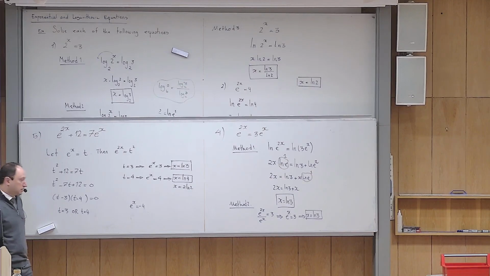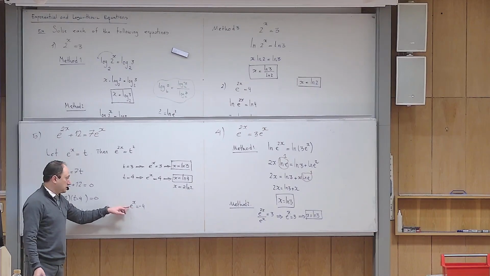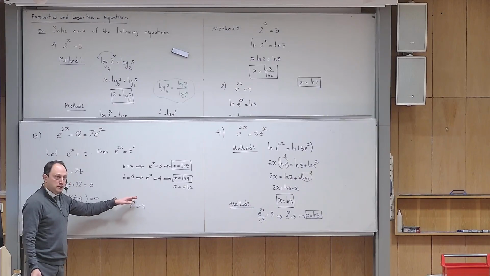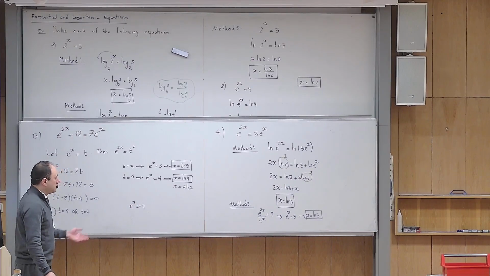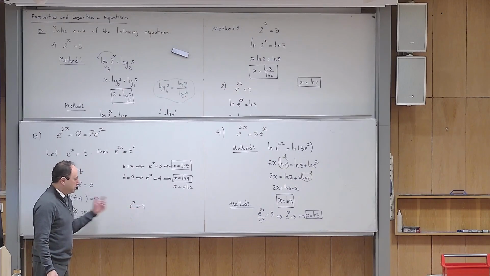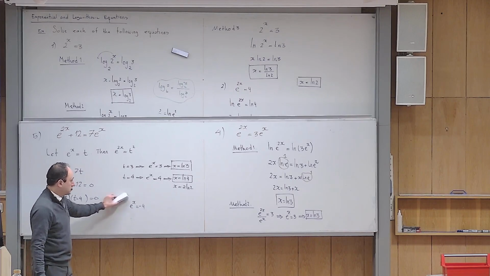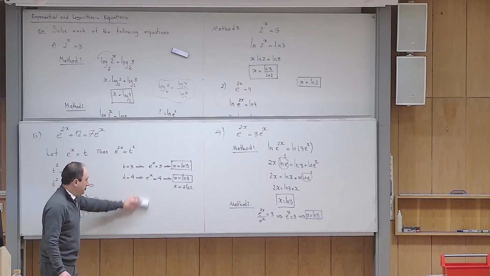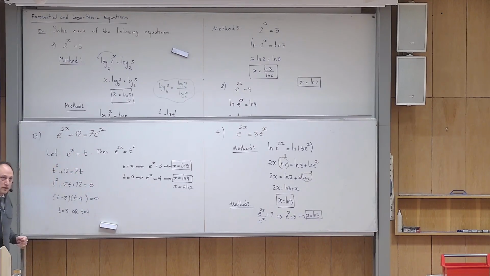It's not possible. So there are no solutions to this, because e to power x is always positive. It cannot be negative. Even if you take, naively, the logarithm, it becomes ln of minus 4. But I told you ln of minus 4 is not defined. So be careful about this point as well. Okay, so these are some examples of exponential functions.